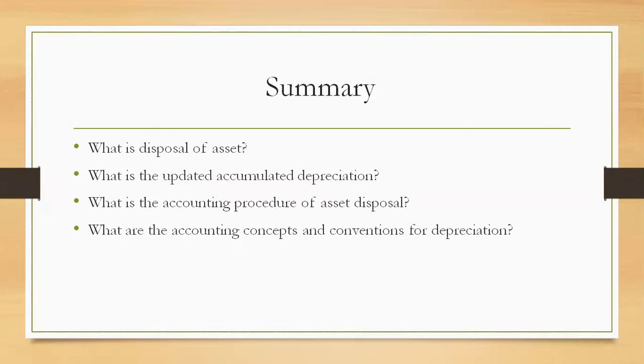After that, what is the accounting procedure of asset disposal? So we have seen the entries. We have learned 4 steps along with entries, and we have done them one by one. And in the end, we prepared asset disposal account to calculate profit or loss on disposal. And we shifted that loss or profit to the income statement and balance sheet. And what are the accounting concepts and conventions? We learned that prudence concept, matching concept, historical cost concept, and consistency concept are directly linked with depreciation.